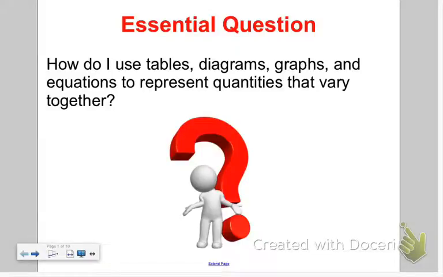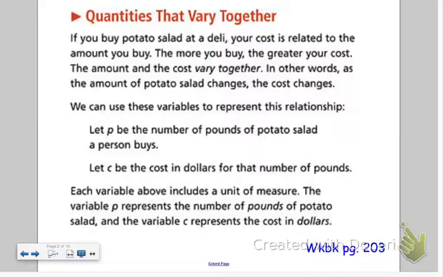In this lesson, we're going to answer the question, how do I use tables, diagrams, graphs, and equations to represent quantities that vary together? And we're going to be working on this essential question for a little while. Let's take a look at workbook page 203. Quantities that vary together. Well, what does that mean?